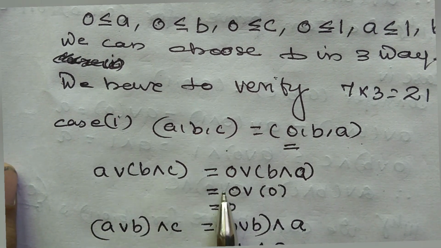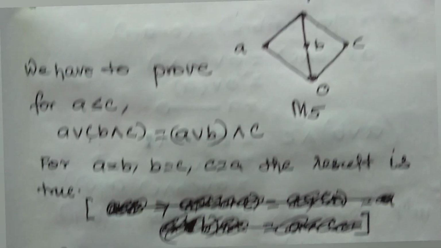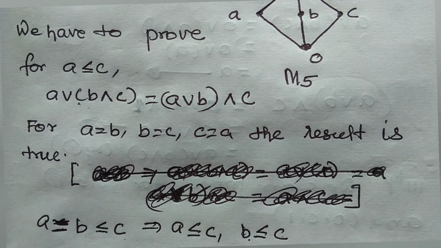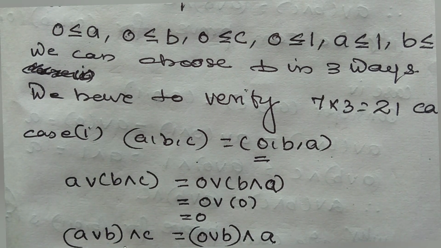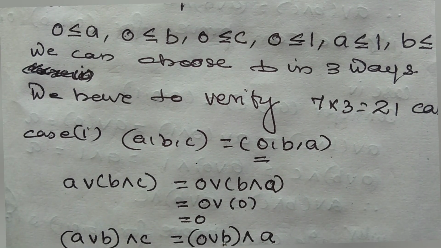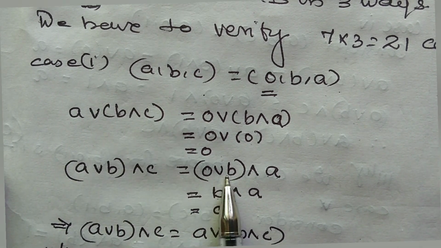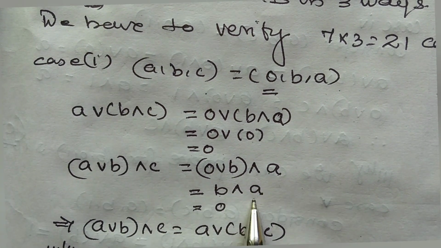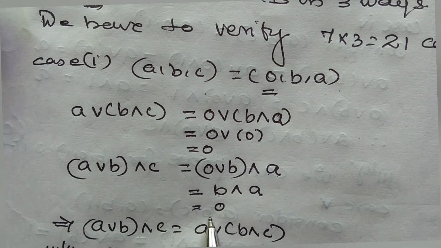Substitute in this equation: 0 or (B and A). But B and A is equal to 0, because in the figure, B and A, AND means the least value. So B and A is equal to 0. We can substitute here: 0 or 0 is equal to 0. Similarly, on the RHS, (A or B) and C, here A is equal to 0, and C is equal to A. 0 or B is equal to B, since OR means the maximum value. Then B and A is equal to 0. So LHS equals RHS.